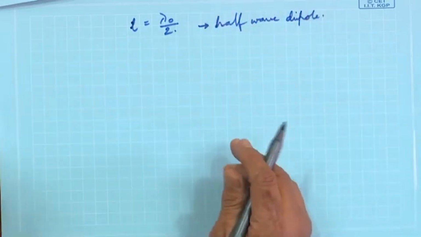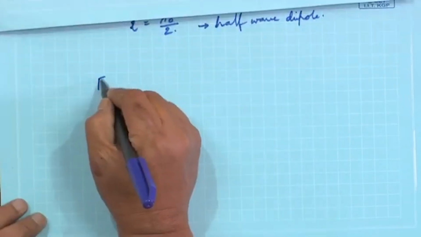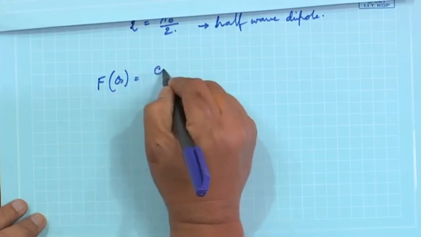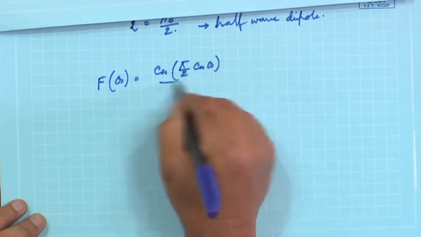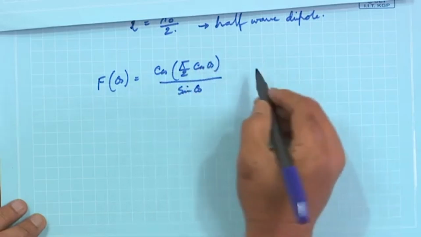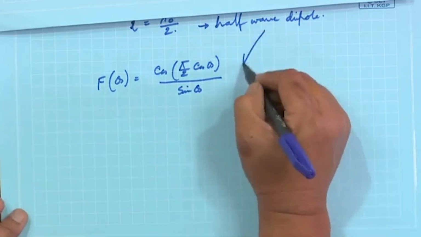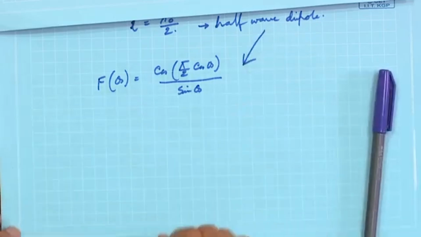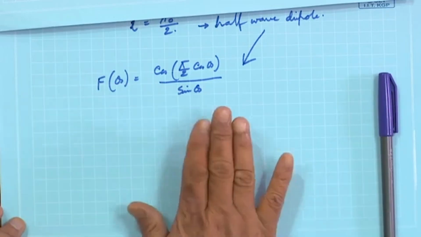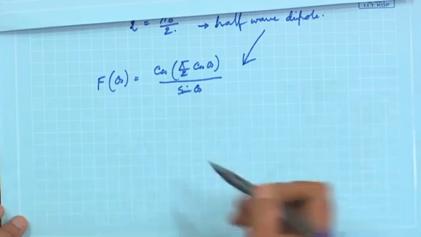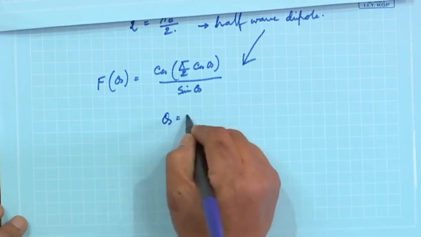For this half wave dipole, f theta becomes cos of pi by 2 cos theta, divided by sin theta. Now, you see what the maximum of this f theta is, in which direction it is maximum. You can find out the theta at which this has a maximum, you know how to find a maximum. It turns out that this theta is 90 degrees.